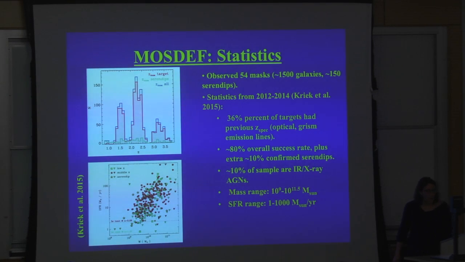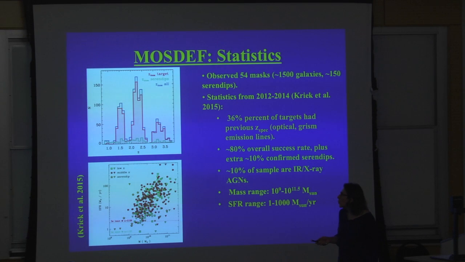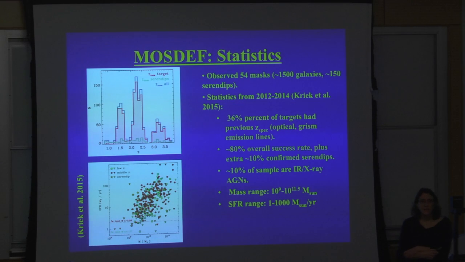Okay, so I just want to say a little bit about the statistics of the project. Okay, so we observed 54 slit masks, so that corresponded to around 1,500 targets and about 150 galaxies that we didn't plan to target but happened to fall in our slits. And you can see this is a histogram of all the redshifts that we measured. We did some detailed statistics of our success rate and the types of things that we were studying based on our early data from the first couple years.